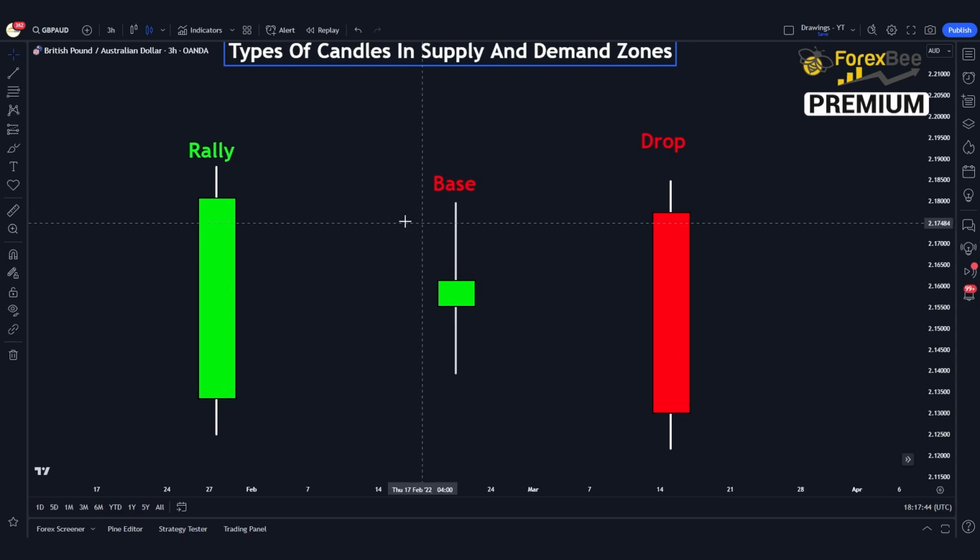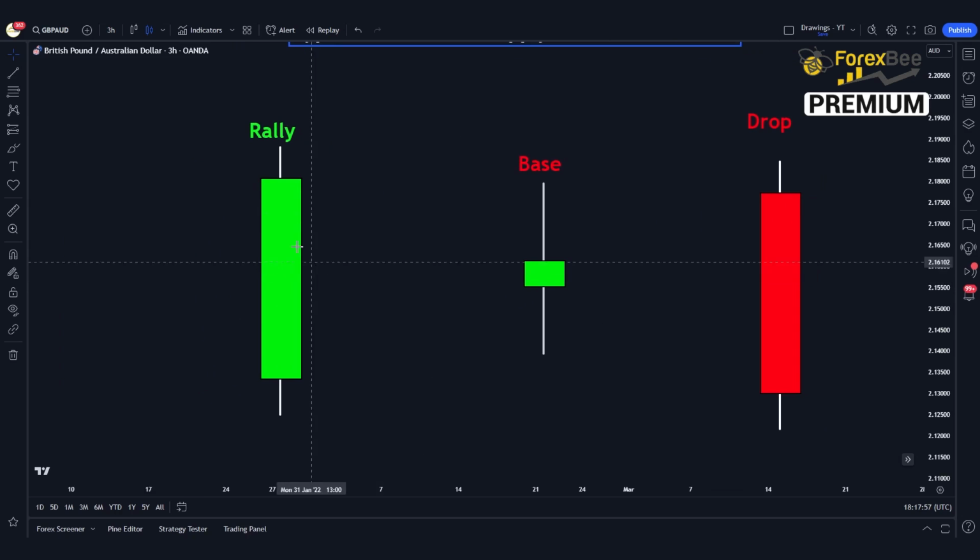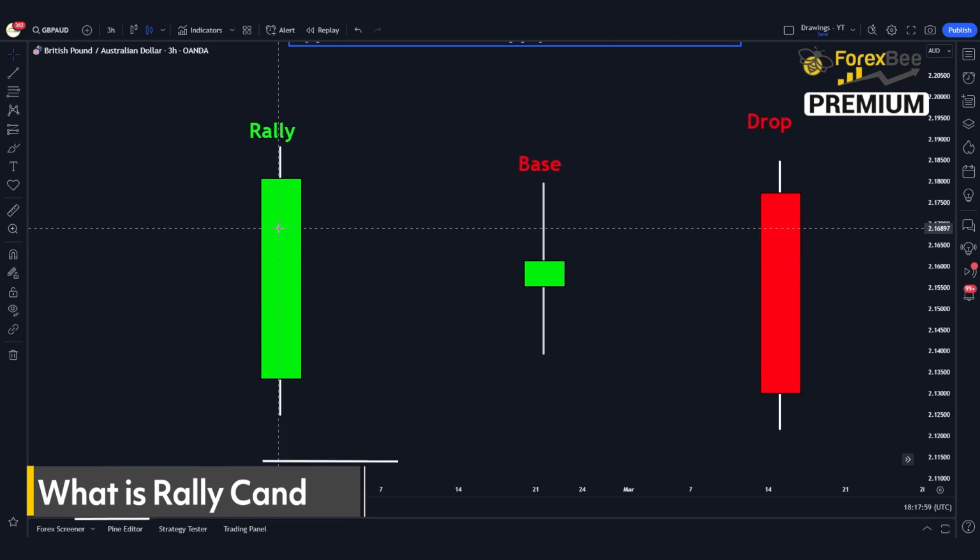In supply and demand zones, there are candlestick formations that we have to look for, and those candlesticks are rally, base, and drop. Now let's discuss them separately and in detail. So first of all, what is a rally candle?